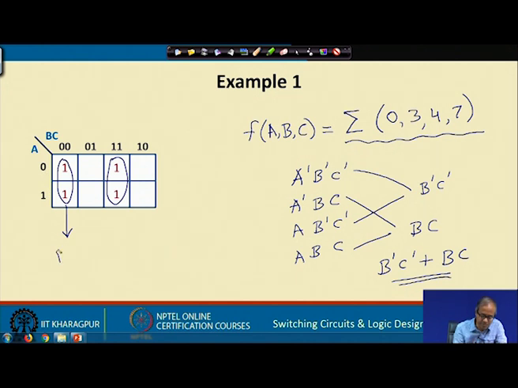So, this corresponds to b bar c bar, and this one again a cancels out 0 and 1 and it corresponds to 1 1, which is b and c. So, these two cubes correspond to these two product terms. So, the sum of product expression in minimized form will be b bar c bar or b c. Okay. So, in Karnaugh map you get the same value, but you do not have to make any algebraic manipulation like here, directly you can get it, right.